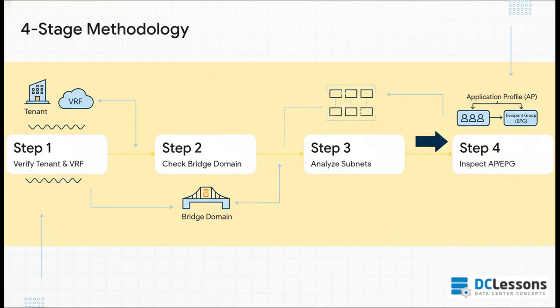So this is our game plan, our 4-stage playbook. We always start by verifying the big stuff. The tenant and its VRF, that's the virtual routing and forwarding instance. Once that checks out, we move down to the bridge domain. Then we analyze the subnets inside of it. And finally, we inspect the application profile and the endpoint group, the EPG, which is usually where the problem was first reported. This flow is going to keep you on track.